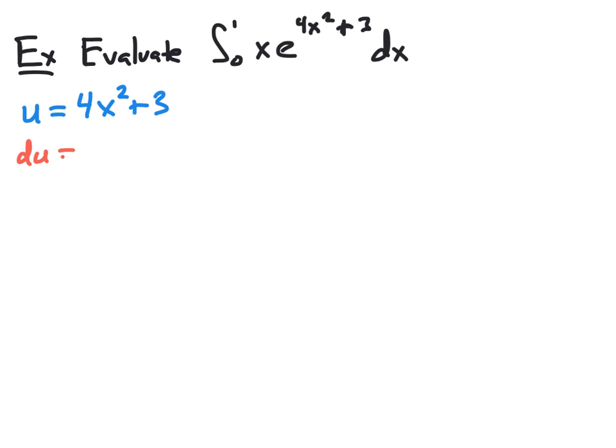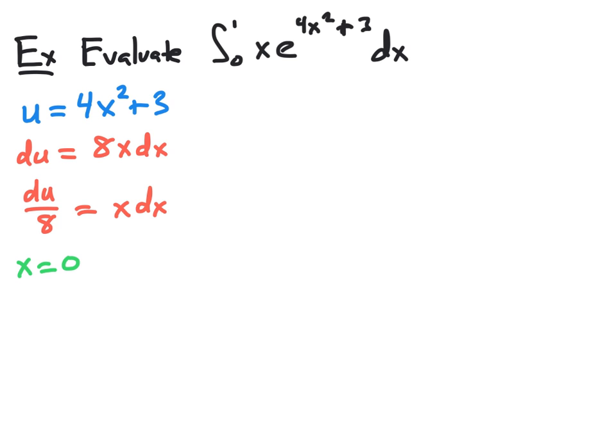The derivative of that will be 8x dx. And we see that we have x dx in our integral, and so we're going to divide both sides of this by 8, so that du over 8 is equal to x dx, and that we can substitute directly into our integral. Because we have a definite integral here, we need to also convert our limits of integration.